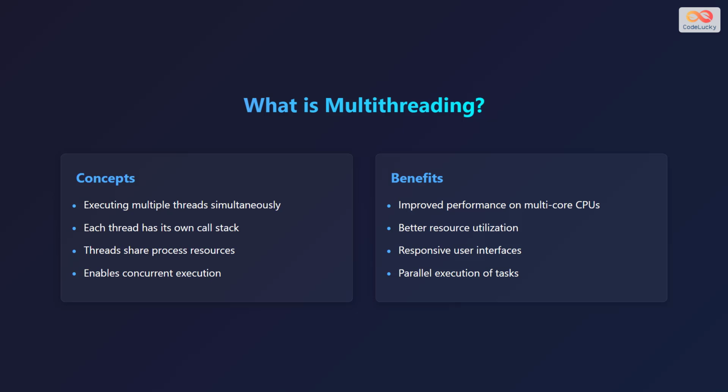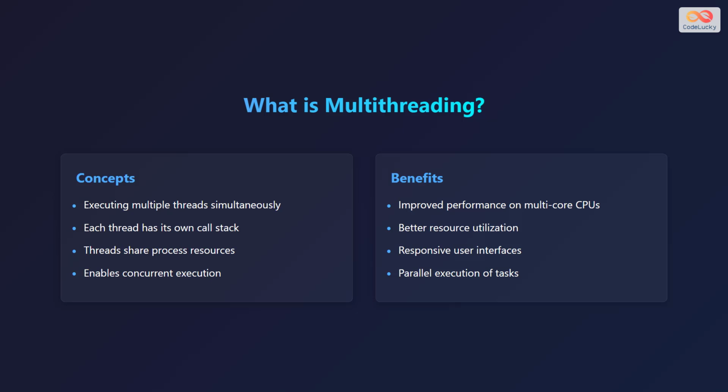So, what exactly is multithreading? It involves executing multiple threads simultaneously within a single process. Each thread has its own call stack, but threads share the process's resources like memory. This enables concurrent execution, where different parts of a program can run seemingly at the same time.